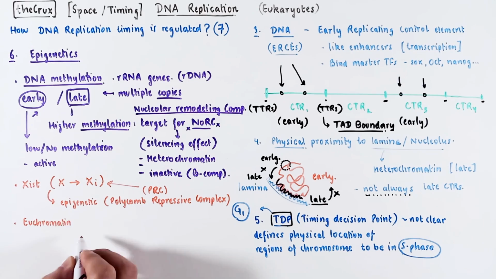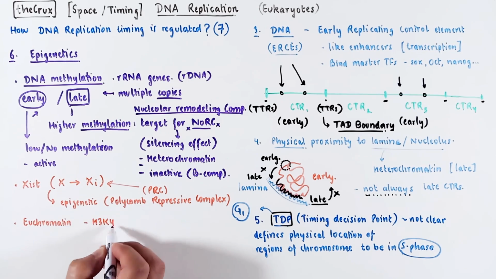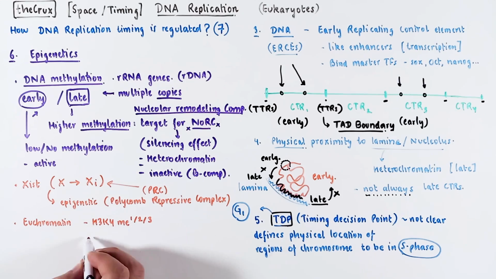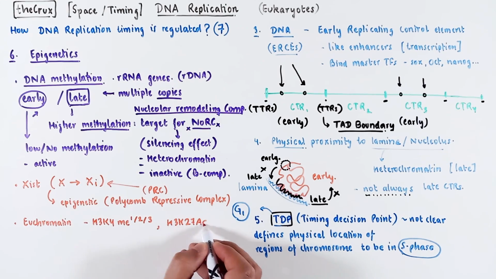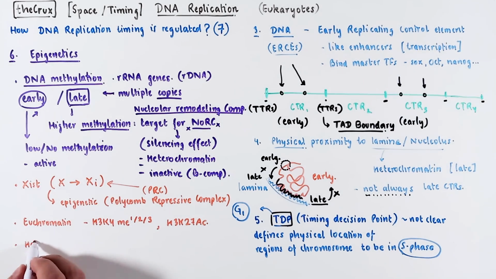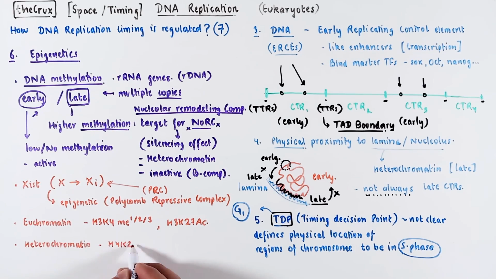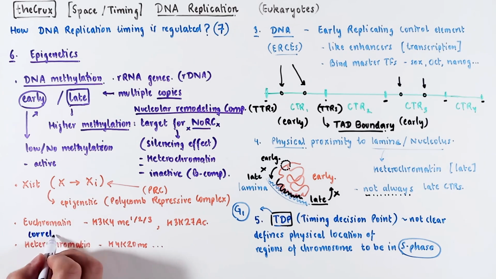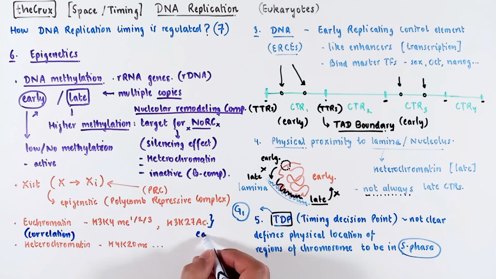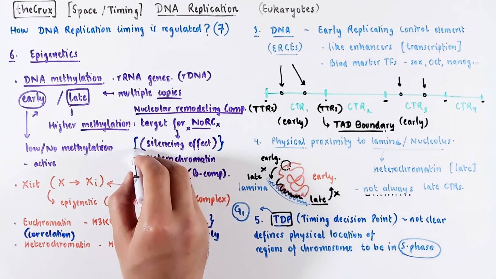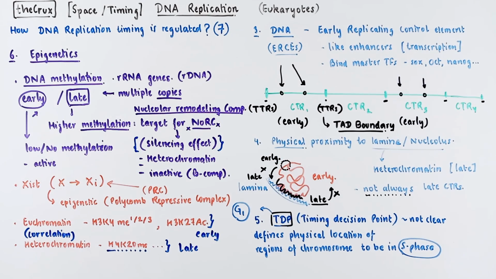In addition, we also have some correlations that euchromatin has features like H3K4 methylation, H3K27 acetylation, and many more that correlate with early CTRs. In contrast, the heterochromatin has repressive marks like H4K20 methylation, which correlates with those regions being in the late CTR. Example is this NoRC silencing effect, which is mediated through this H4K20 methylation.